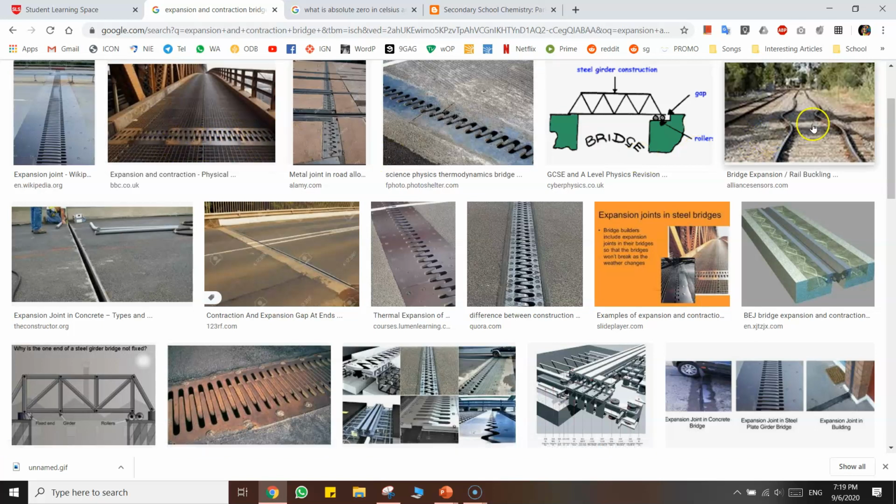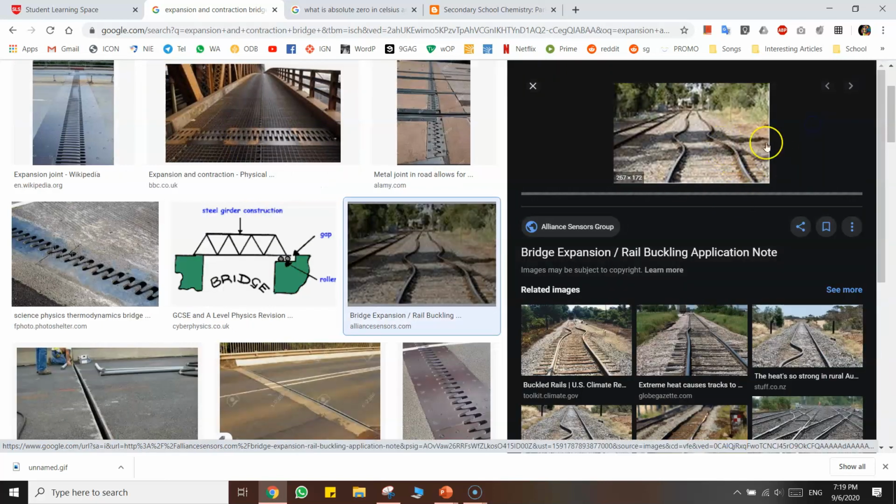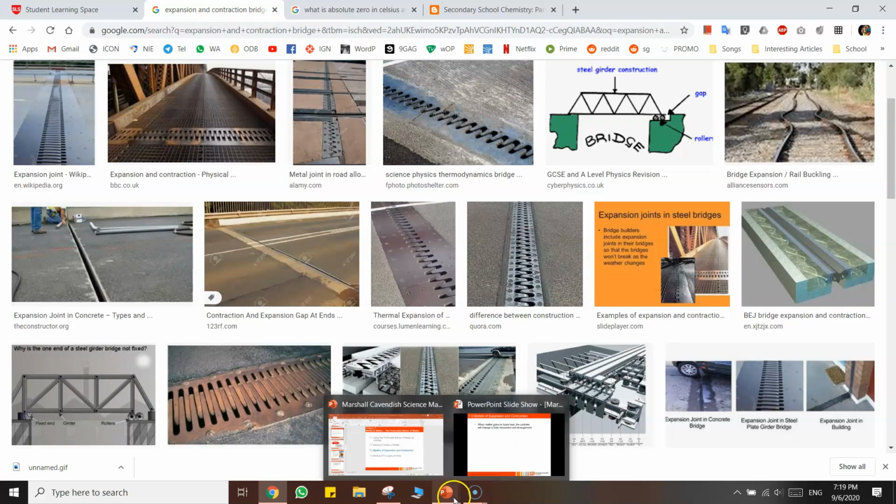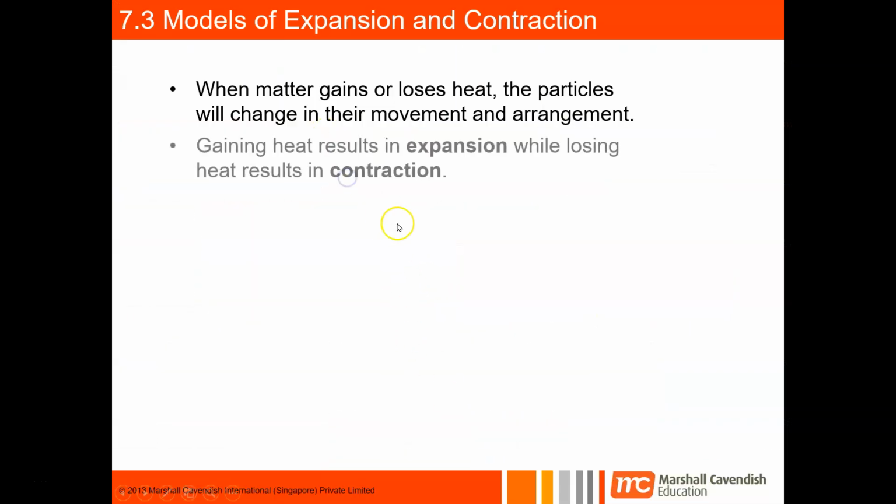Okay, so this here is an example of what happens if something is not very well designed. So as we can see, these rail lines are made of metal, and when the sun is shining and it's hot, they start to expand. But because there's no gaps in between, there's no space for the line to expand, and therefore it starts to curve, and obviously your train will not be able to pass through such a track. Okay, so that is expansion and contraction.